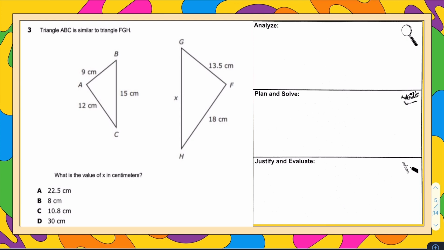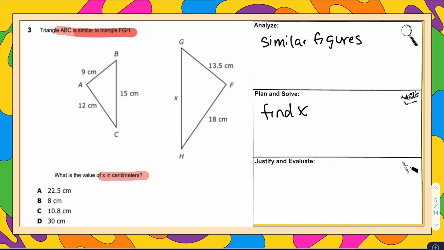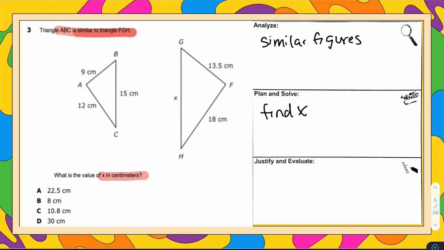Number 3, triangle ABC is similar to triangle FGH. What is the value of x in centimeters? So I'm analyzing this. I know I have similar figures. And then when planning and solving, we know that we have to find x. So I need a proportion. There are two different ways you could solve this proportion. It could be by corresponding sides or by adjacent sides. I prefer adjacent sides. Those are sides that are just next to each other on the same figure.